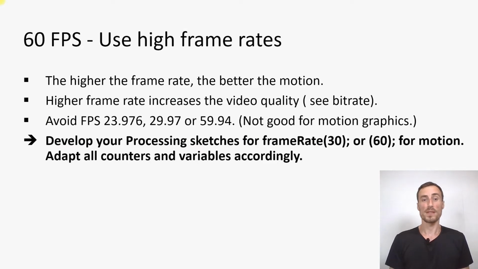So always use high frame rates. The higher the frame rate, the better the motion, always. A higher frame rate increases the quality of the video. We will talk about this in the bitrates section, and you will understand better why higher frame rates are actually better for us. Avoid frame rates like 23.976 or 29.97 or 59.94. That's generally not good for motion graphics. It's just impossible to work with that, to be honest. And even when you export it, for example in Premiere, it will reduce the quality of your work. So keep it in mind. When you make a sketch, specifically choose a frame rate of 30 or 60 for motion, and adapt all counters and variables accordingly.